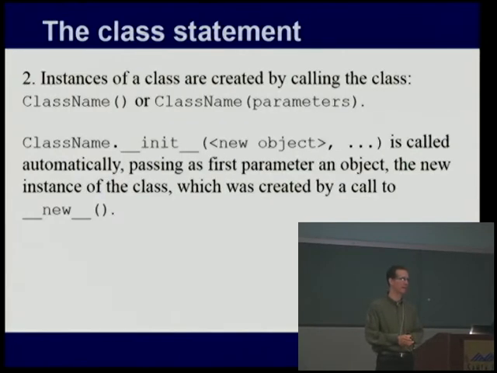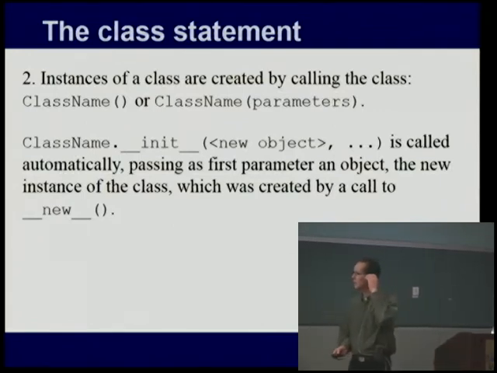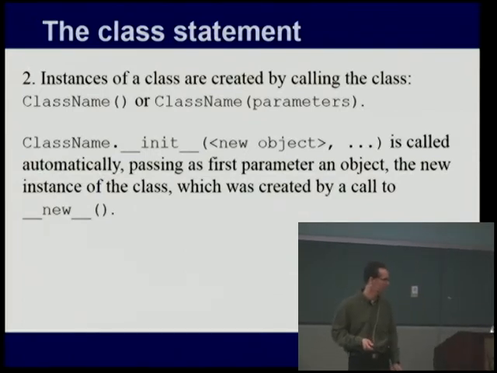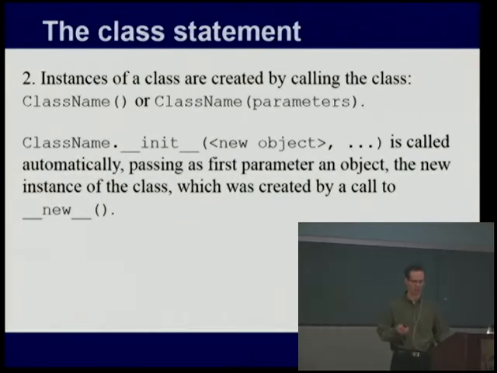Okay? This is the way you call a class. You just give its name and pass it some number of parameters, 0 or more. Its dunder init method is called with this object that's passed in. It actually was created before it got there by dunder new. Dunder init is not a constructor in the sense that it creates the object. Python creates it for you. Dunder init initializes it.